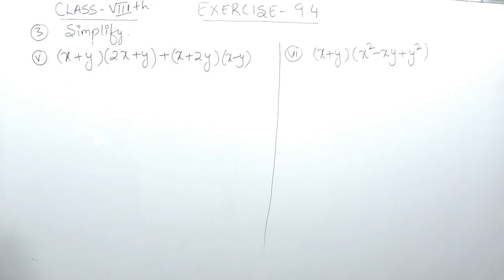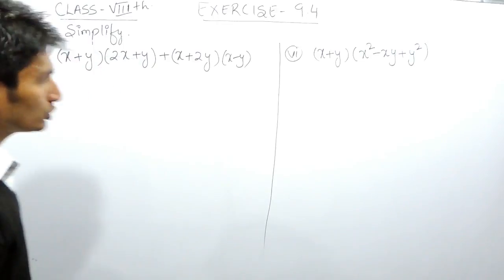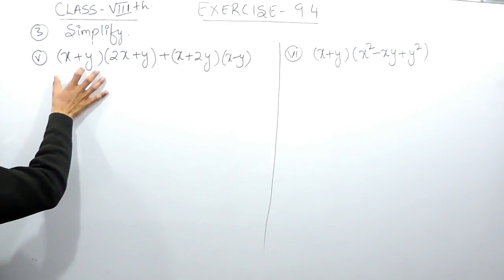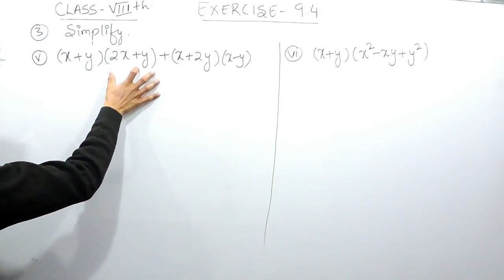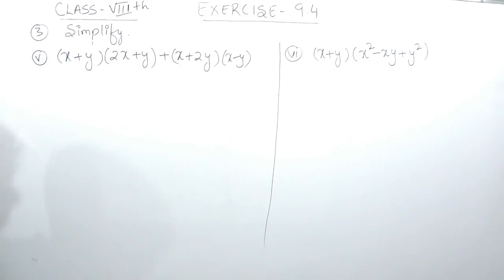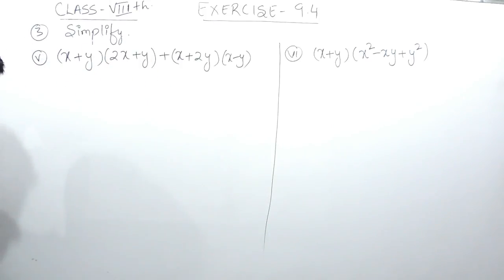Part 5 and part 6 of question number 3. In these you have to simplify these expressions. So let's start with the 5th part. First of all, you have to simplify this expression, then there is a plus, and then you have to simplify this expression. Because there is a bracket, first of all you have to open the bracket.